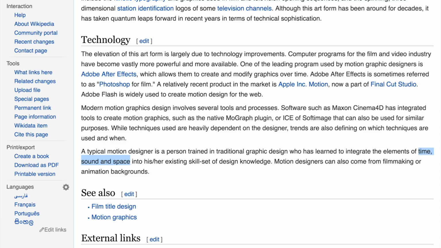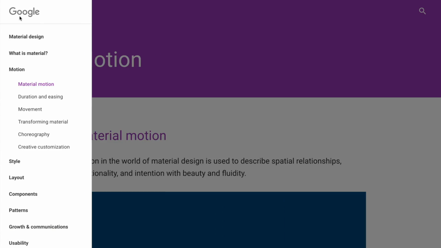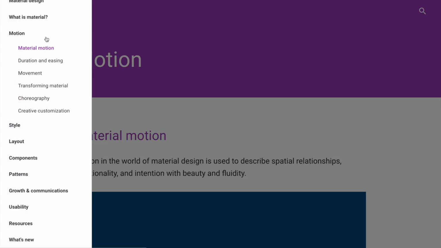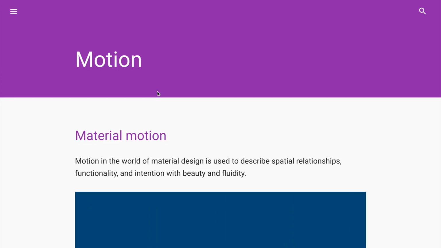So let's dive into it. Let's go into material motion. If you look for Google design and go into material design, this is the menu. Today we are exploring the motion item. This is material design, what is material, and so on. And this is the section that was recently added, which is motion. There are many other components. It's quite long and takes quite a while to study. It's quite detailed, but there are also good introductions that make it easy to understand. So let's start. Okay.